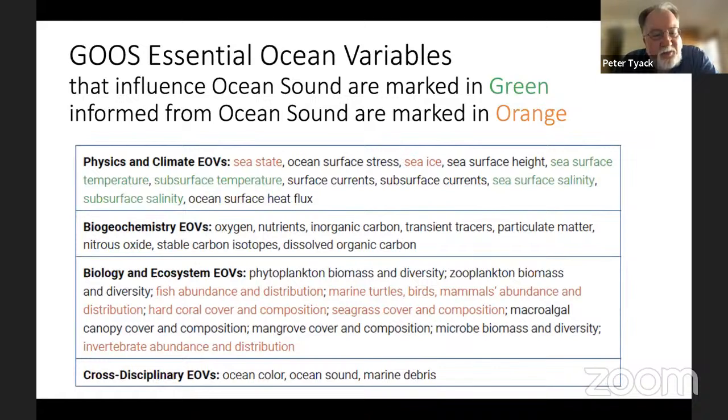There are three cross-disciplinary essential ocean variables: ocean color, most of which comes from satellites; marine debris, which is policy related; and ocean sound. The key about ocean sound is that it provides information for all of the essential ocean variables marked in orange. So there are some physical ones and quite a few biological ones for which sound provides information. And the ability to predict how sound propagates is influenced by all of the essential ocean variables marked in green: sea surface temperature, subsurface temperature, salinity. These affect how sound propagates in the ocean.